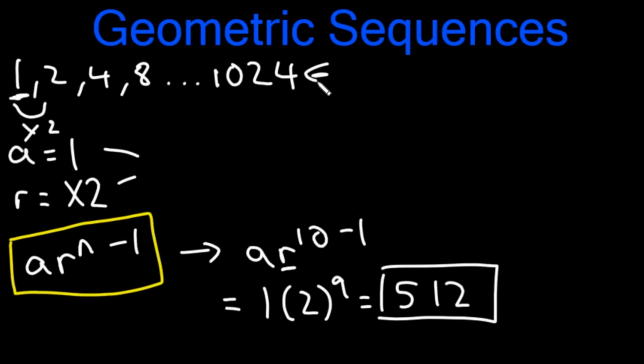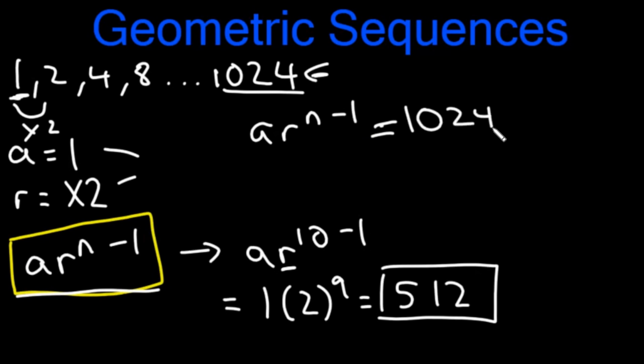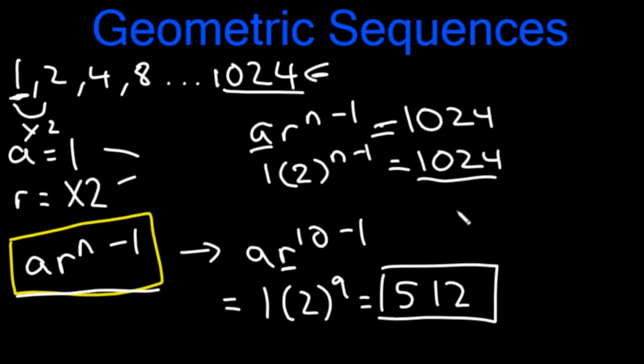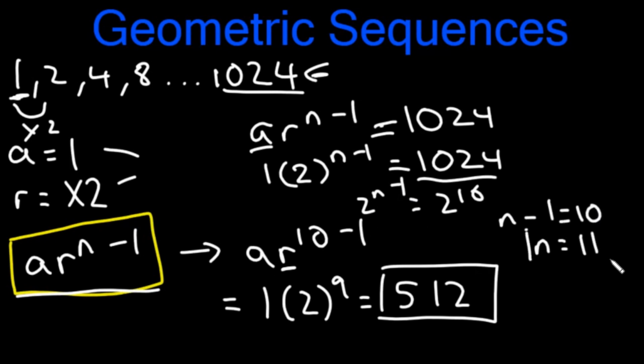What if we wanted to find out how many numbers there were? Since we have the last term, we can just set this equal to 1024. So A times R to the n minus 1 is equal to 1024. A is 1 and R is 2. The right side of the equation is 2 to the 10, and the left side is 2 to the n minus 1. This means n minus 1 is equal to 10, so n is equal to 11.